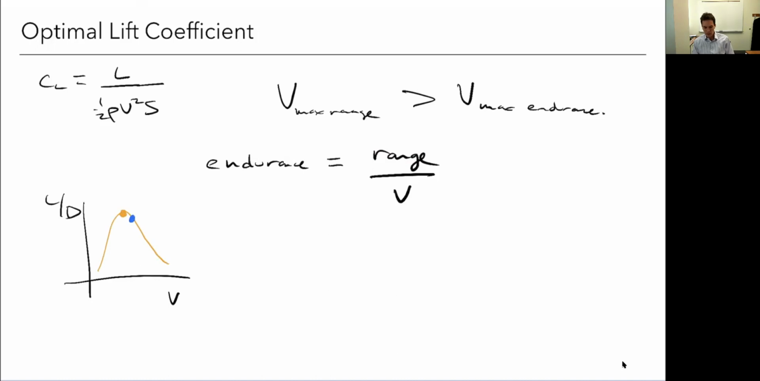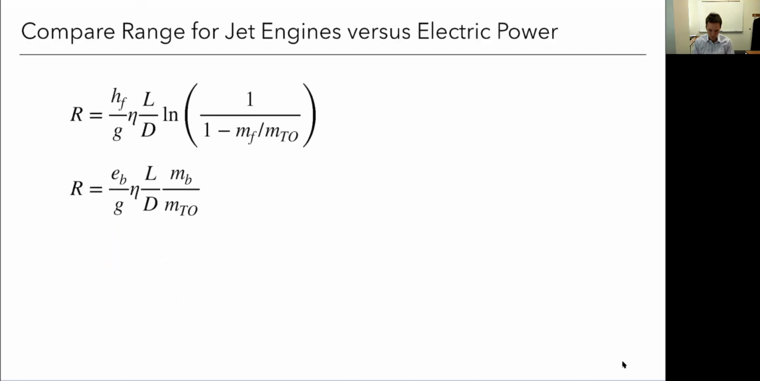Why is that? Well, range is going to be directly related to speed. If I fly twice as fast, I can go twice as far, everything else being equal. But my L over D is not going to fall as quickly. So if we go back and look at the equations for range, they've got an L over D term here. That's going to be my range.